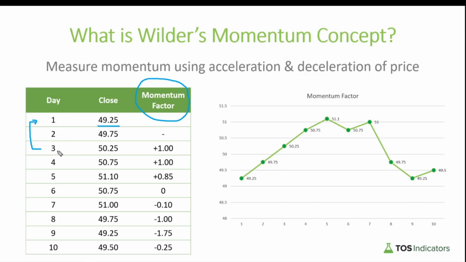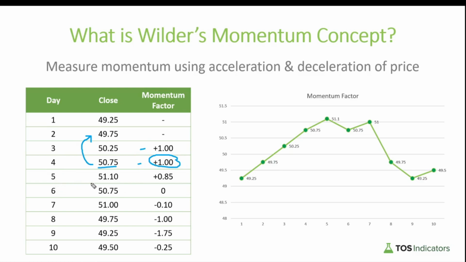So for example here on day 3, you'll notice the closing price is 50.25, which is $1 greater than the closing price from 2 days ago. So that's where our momentum factor right here is $1. Now we move on to the next day where the price is now 50.75. So if we now use 50.75 as our means, we're comparing it again to 2 days prior, which is 49.75. 50.75 minus 49.75 is 1.0. So far, our momentum factor is plus 1, plus 1.